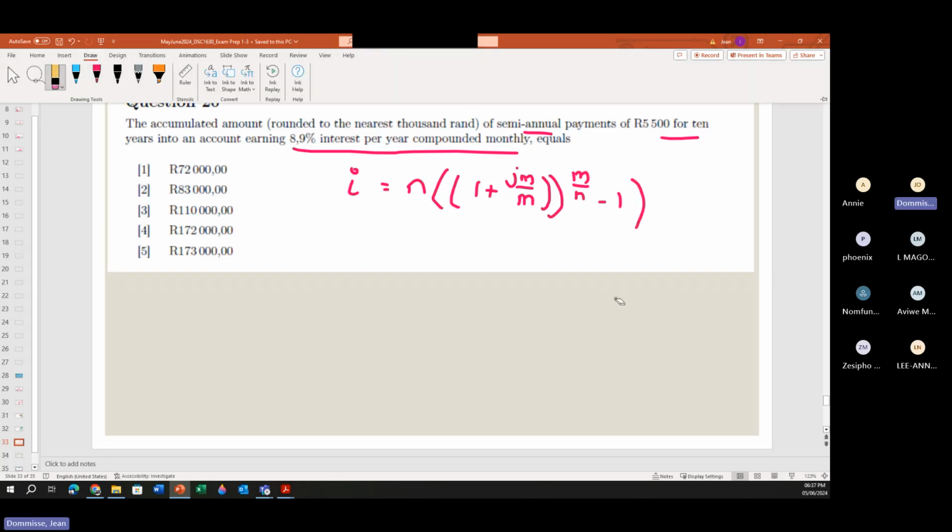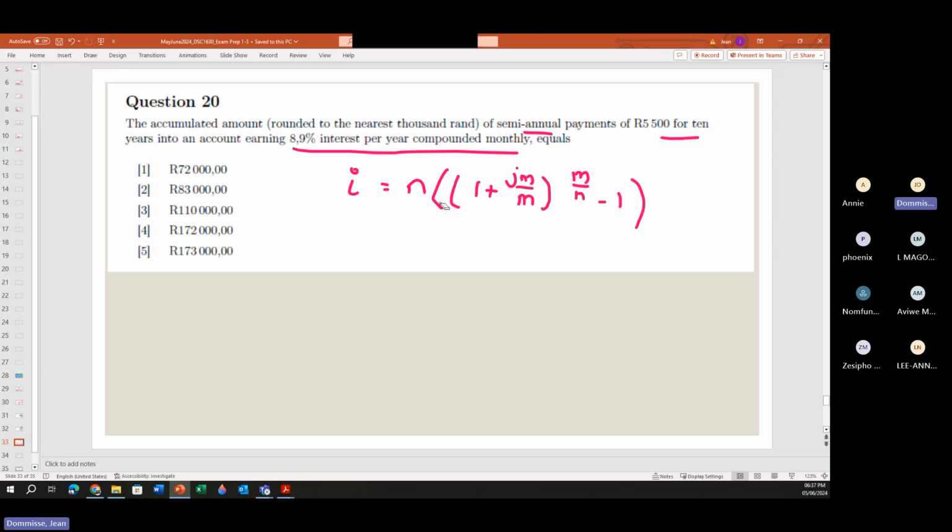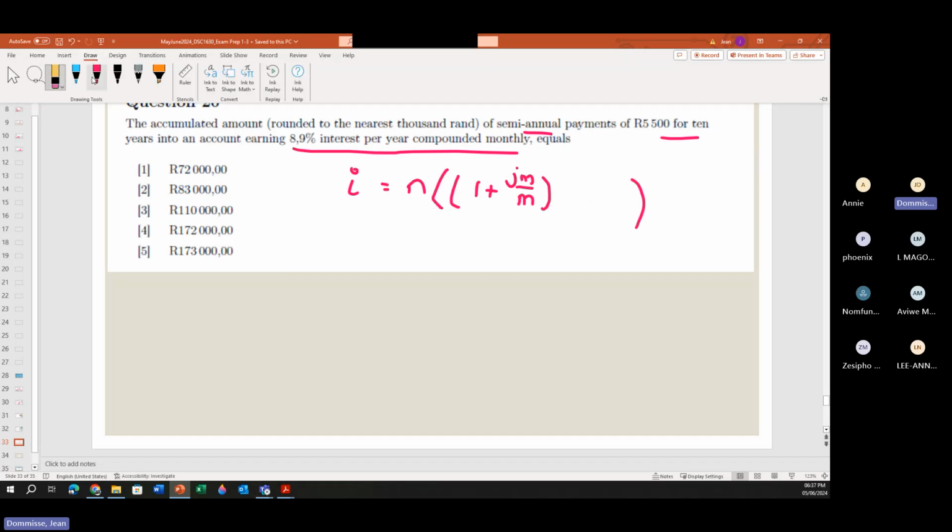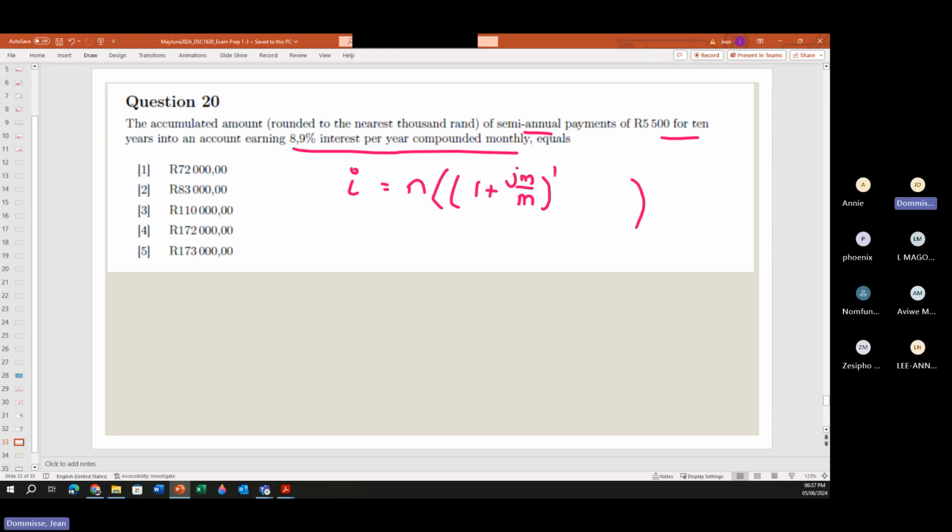That should not be there. Okay, so it's 1 plus jm over m to the power. So let's just rewrite this component so that it looks like it to the power of m over n minus 1. Okay, so that is how the formula will look.